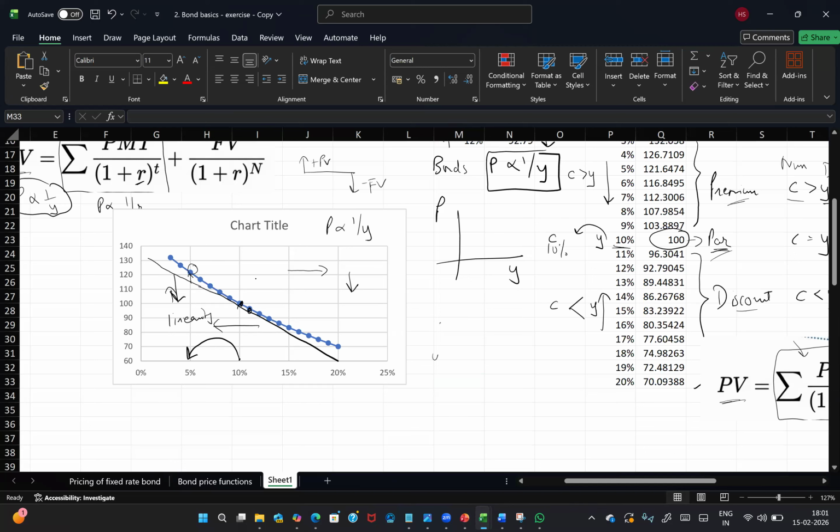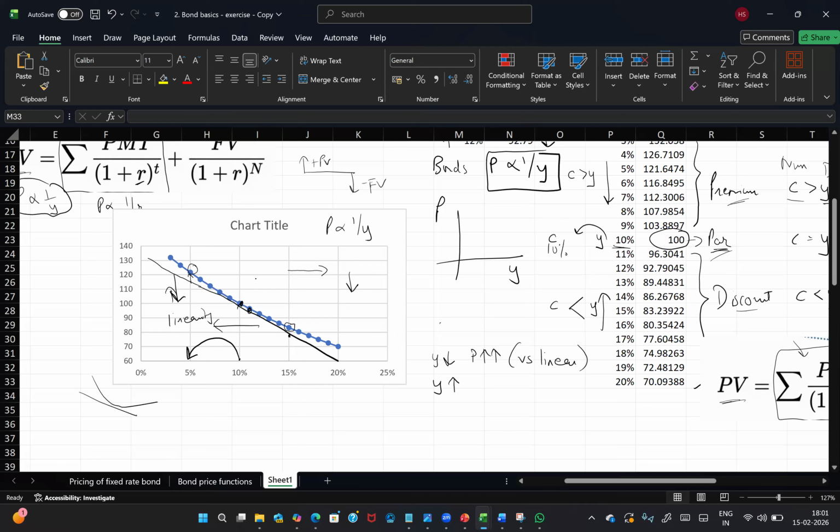So when the yield falls, the bond price increases more than what is given by the linear relationship, because of this non-linearity, which is the convexity in the bond. Similarly, when the yield rises, suppose yield goes from 10 to 15%, the price of the bond should have fallen here, but actually it's fallen less. It's the blue line. That's because of the convexity.